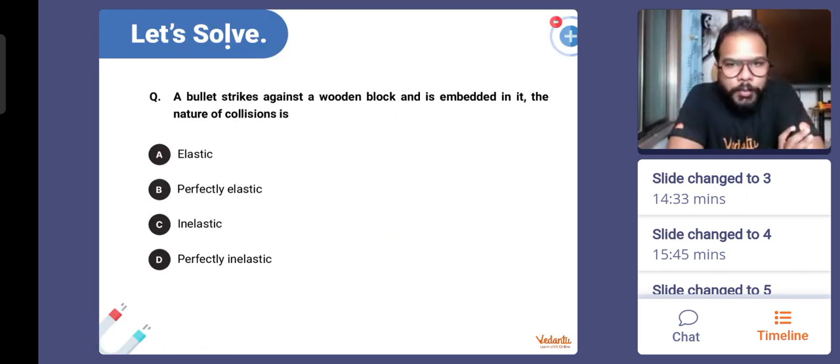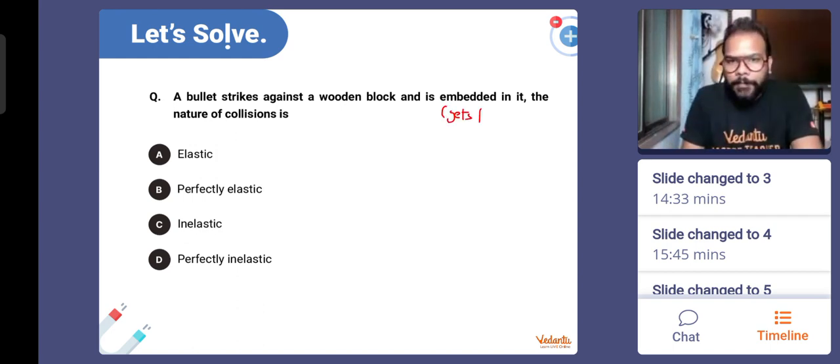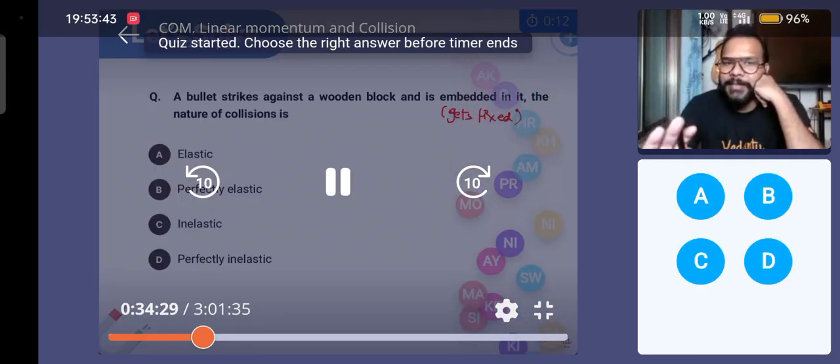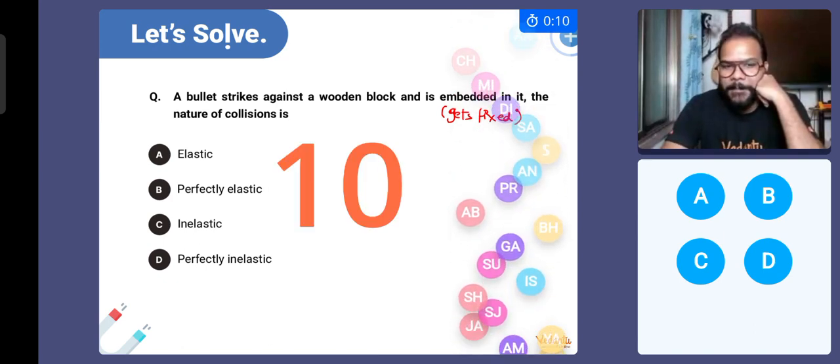Question for all of you to answer. I will not answer this. A bullet strikes against a wooden block and is embedded in it. Embedded means it gets fixed; after it penetrates, it goes inside and stays there only. Then what is the nature of collision in this case? Just a second, let me create the quiz. Giving you 15 seconds only, and the time starts in 3, 2, and 1. By the way, options A and B are the same options. Elastic is perfectly elastic only.